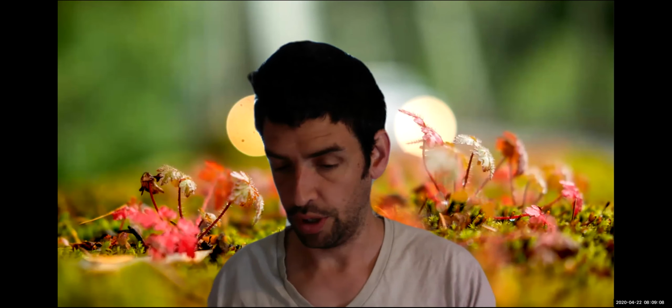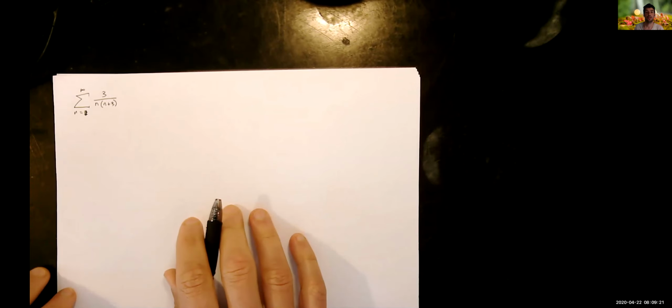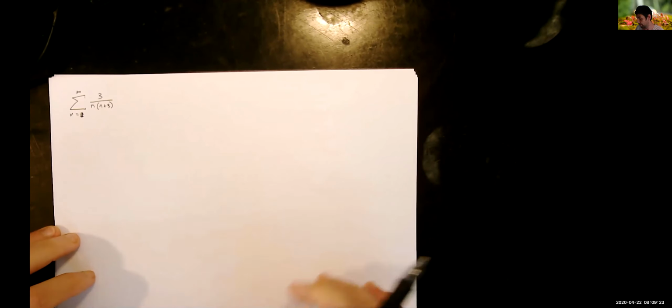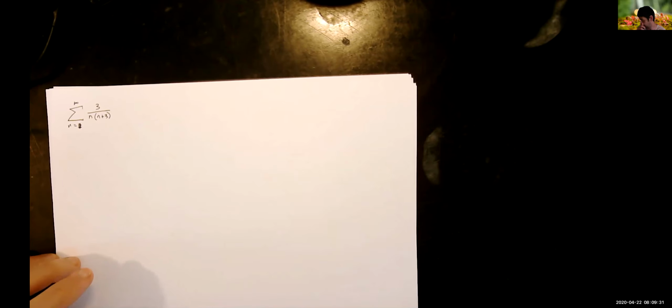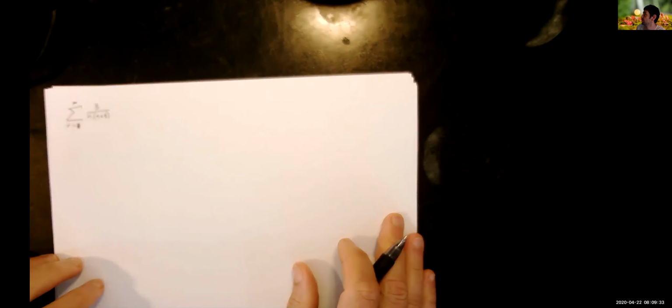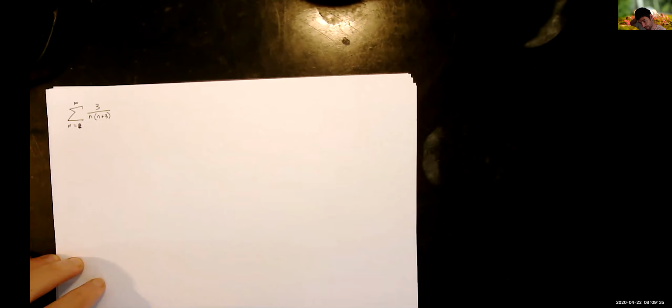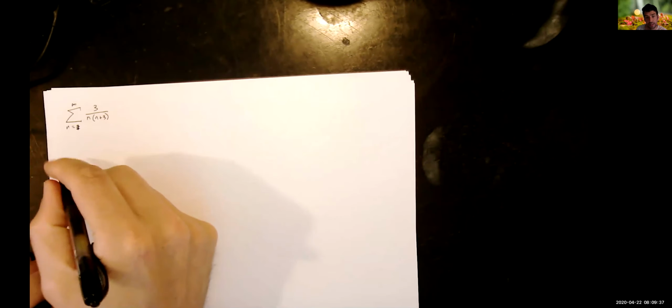Hey everybody, we're going to do an example of another infinite series. In this case, the sum from n equals 1 to infinity of 3 over n times n plus 3. There might be other ways to do it, but I'm going to do it as a telescoping series. This is just one way to look at this. So let's go ahead and take a look.